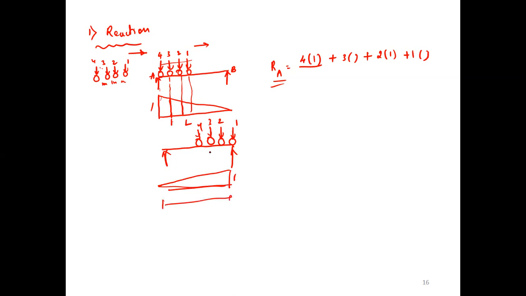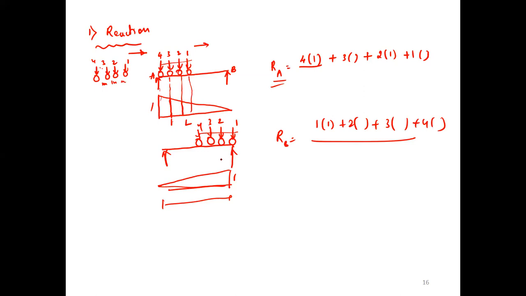Now you know this length. In similar fashion, you just compute RB. That is 1 into 1 plus 2 into ordinate plus 3 into ordinate plus 4 into ordinate. This is not 1, 2, 3, 4 in each case. This is the load. It may be 20 kilonewton, 30 kilonewton, 40 kilonewton, like that. And here also they will mention a distance. The same distance it will carry over here.